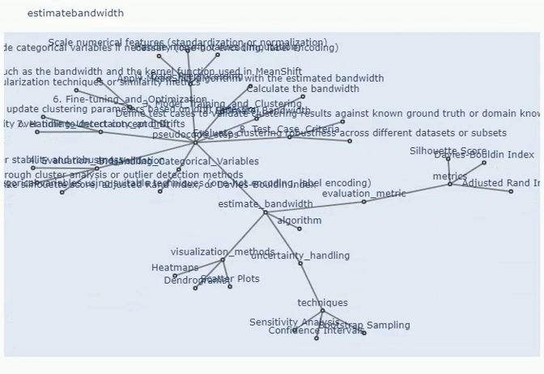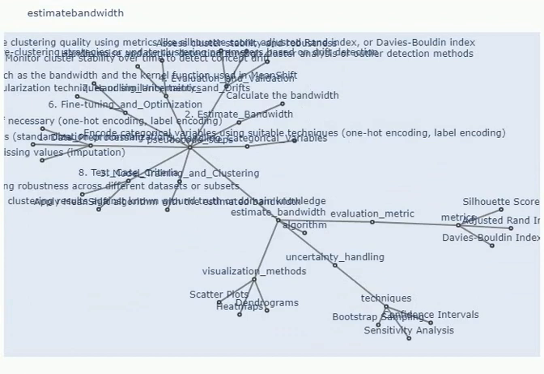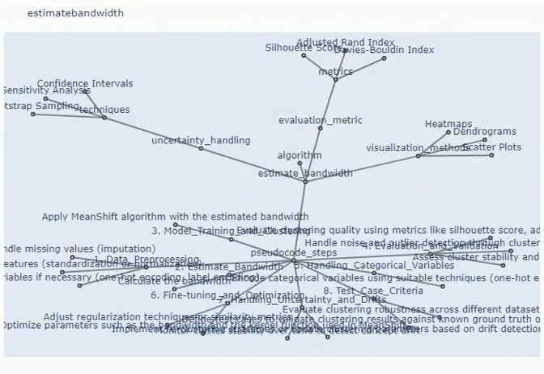Metrics. Silhouette score. Details: measures how similar a point is to its own cluster compared to other clusters. Higher values indicate better defined clusters. Adjusted Rand index. Details: measures similarity between two clusterings, correcting for chance. Values range from -1 to 1, with 1 indicating perfect agreement. Davies-Bouldin index. Details: evaluates the average similarity between clusters. Lower values indicate better clustering quality.